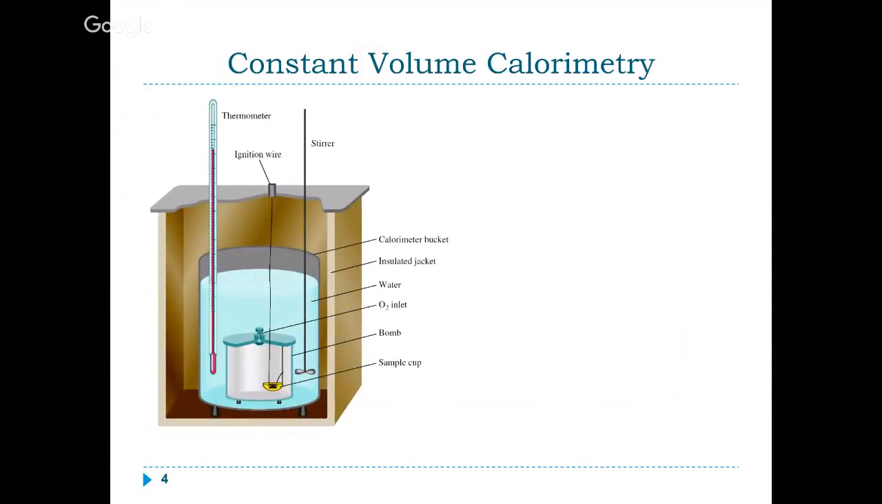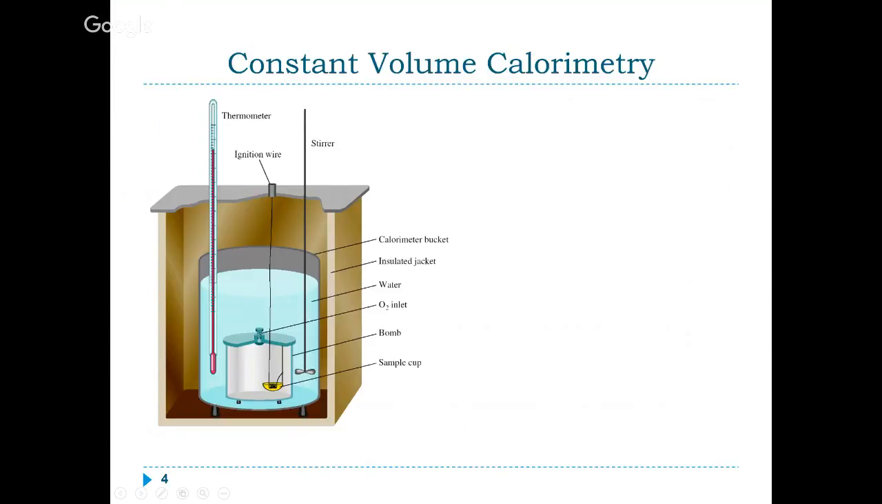So the other type of calorimetry that we can do is called constant volume calorimetry, which is also known as the bomb calorimeter. Why is this? Because we are combusting things in here. So we once again have water. We have our thermometer to measure our temperature change. We have our ignition wire to light our substance on fire. We have a stirrer. Our sample cup here is where you're going to burn your substance.